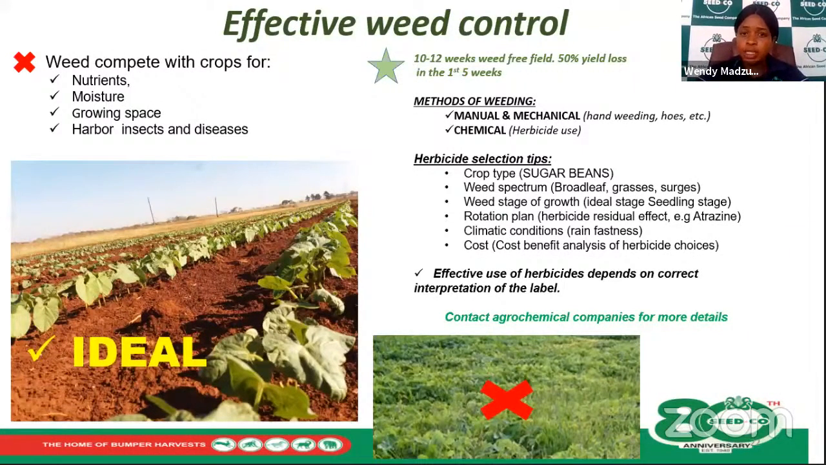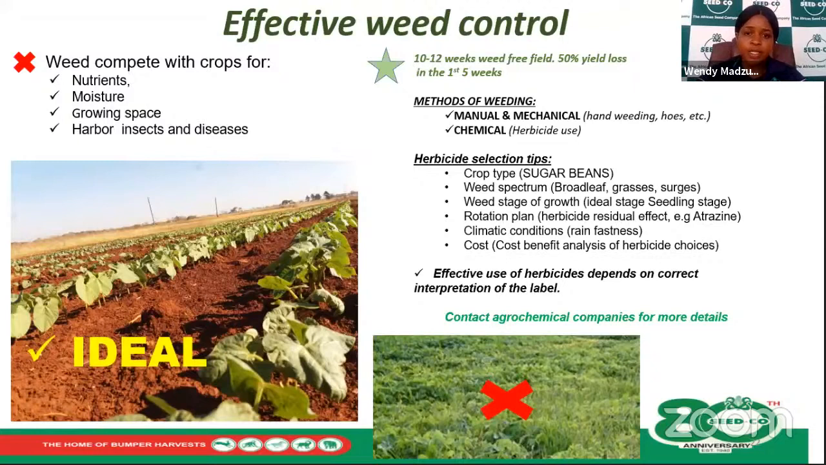The ideal situation would be for you to have a weed-free field for the whole cropping cycle. But the critical period is within the first 10 to 12 weeks, where 50% of your yield can be lost in the first 1 to 5 weeks due to poor weed control.